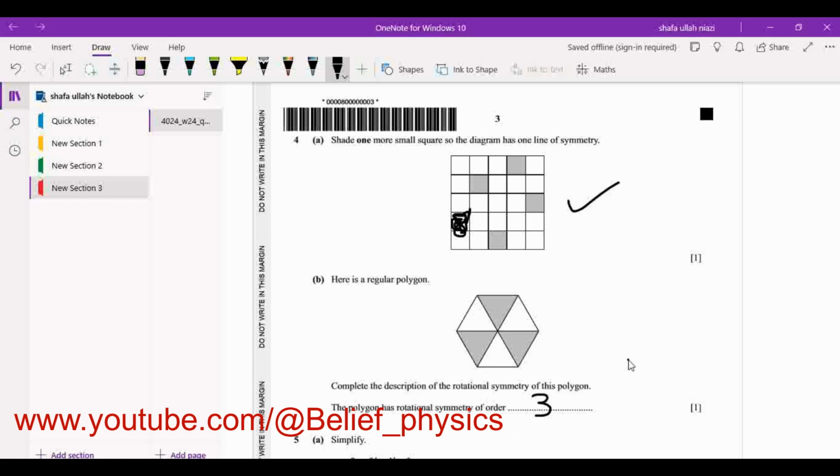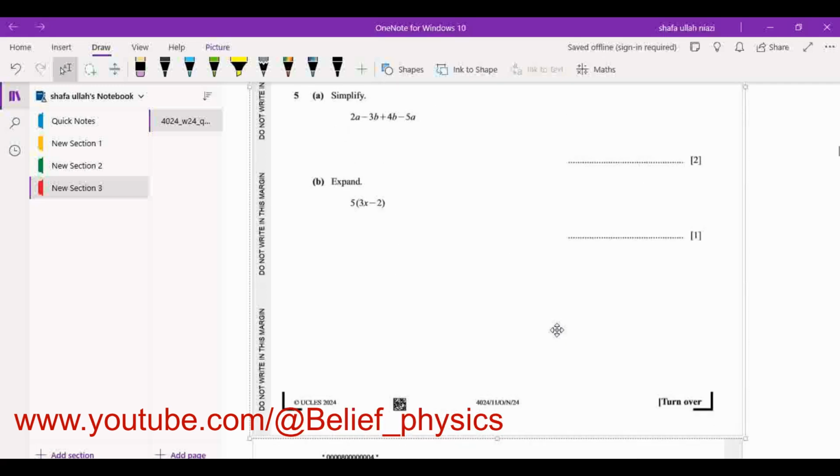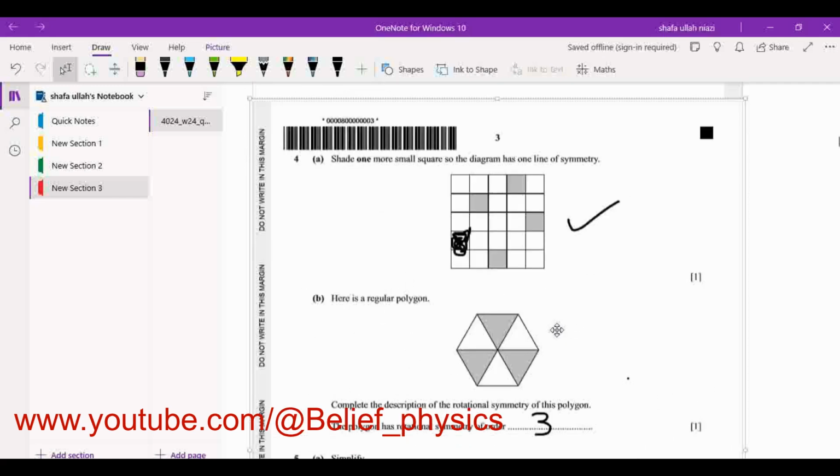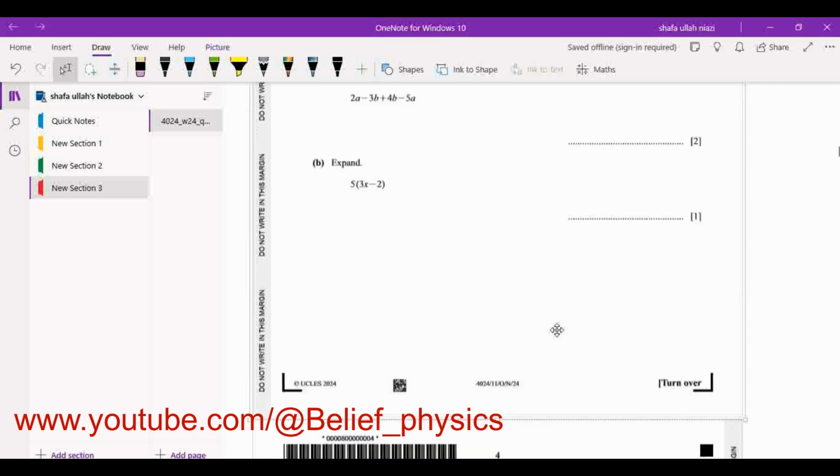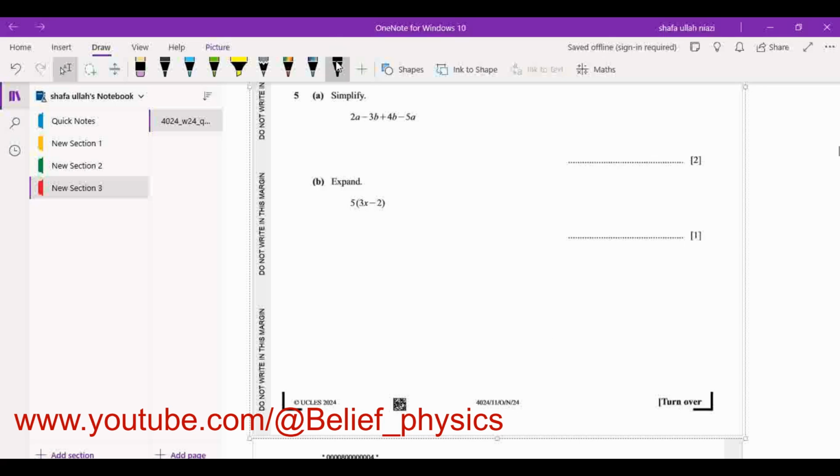Next, we have to simplify the following: 2a plus 3b plus 4b minus 5a. 2a minus 5a is equal to minus 3a, and minus 3b plus 4b is equal to plus b. So the answer is minus 3a plus b.